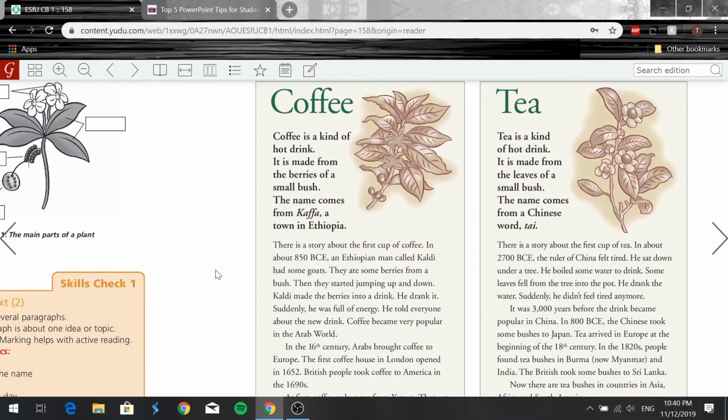Tea. Tea is a kind of hot drink. It is made from the leaves of a small bush. The name comes from a Chinese word, tai. There is a story about the first cup of tea.